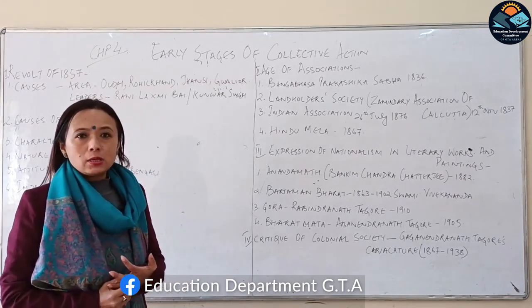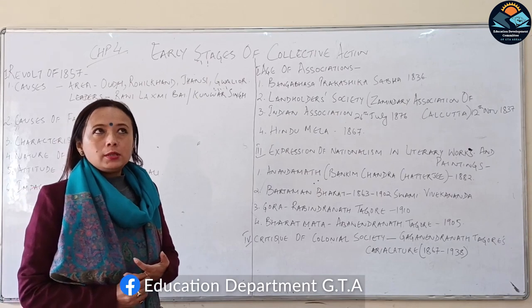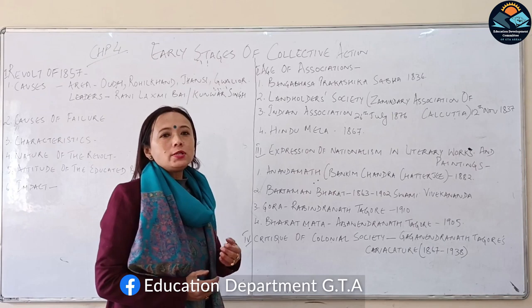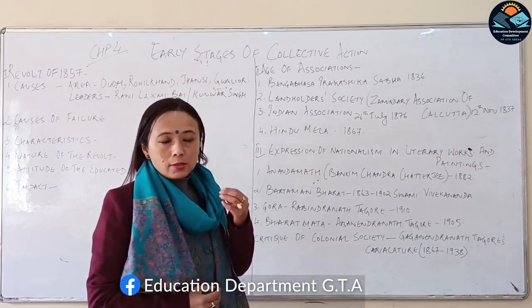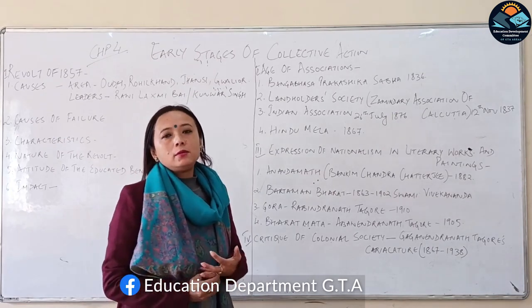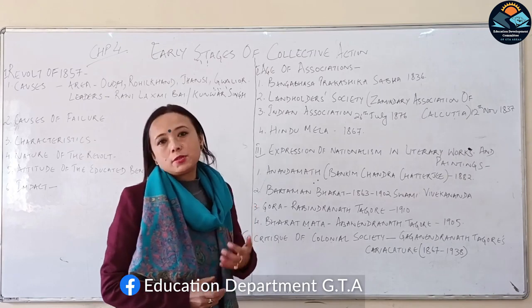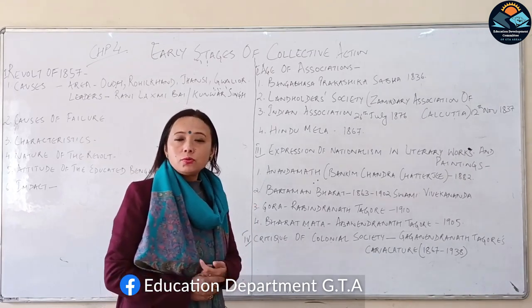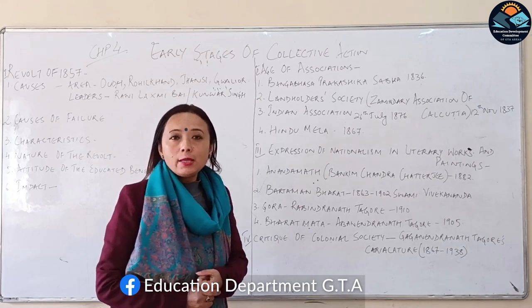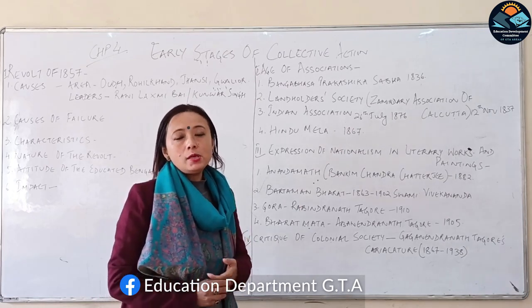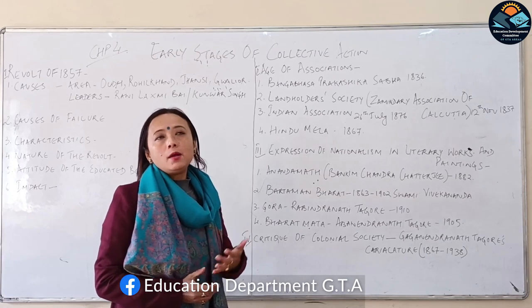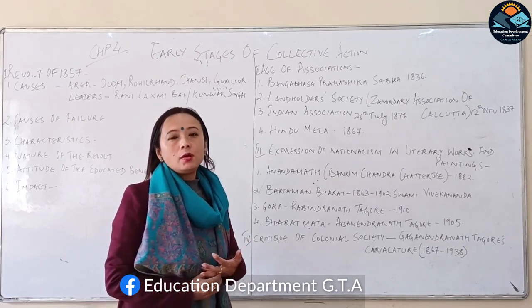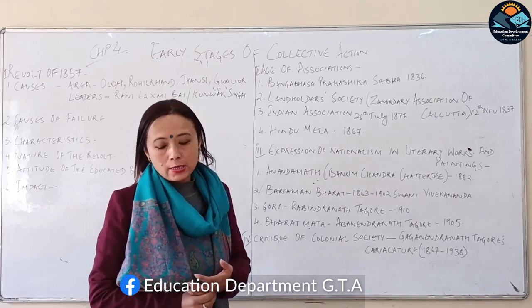But here, the revolt, the rebels, they captured Delhi and declared Bahadur Shah II, who was the then Mughal emperor, the emperor of India.